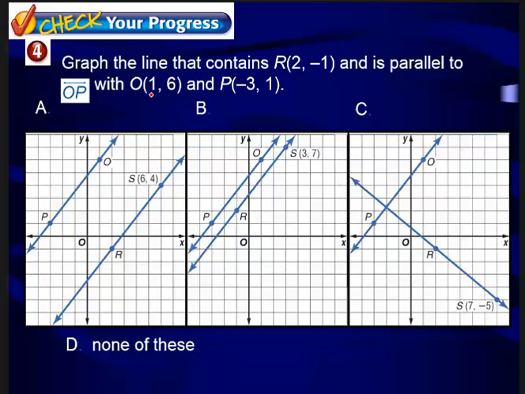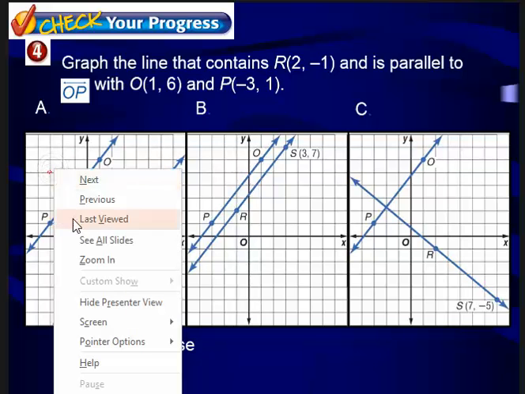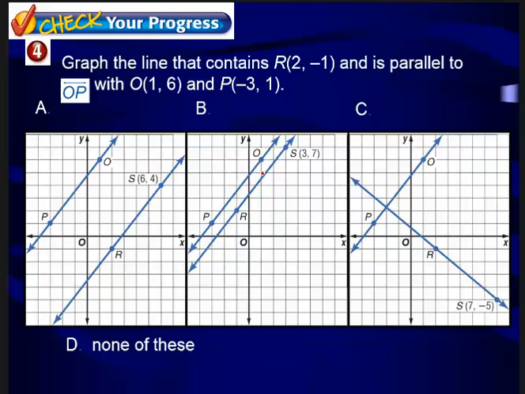Is O at 1, 6? 1, 2, 3, 4, 5, 6. Yes. Is P at negative 3, 1? Yes. So it appears that this one meets the situation. But let's double check just to make sure.